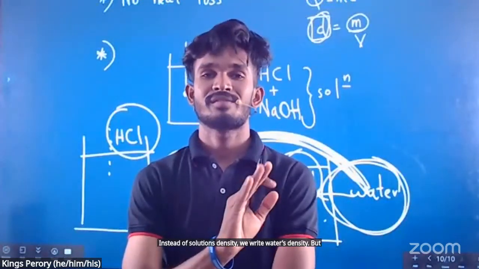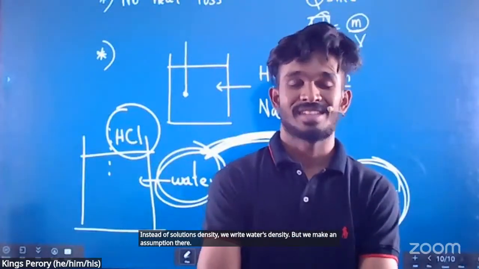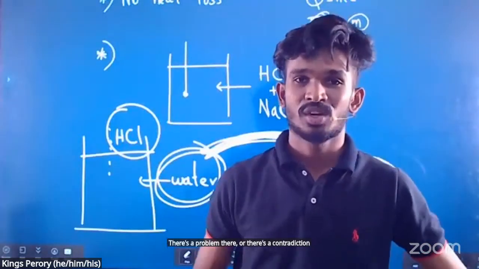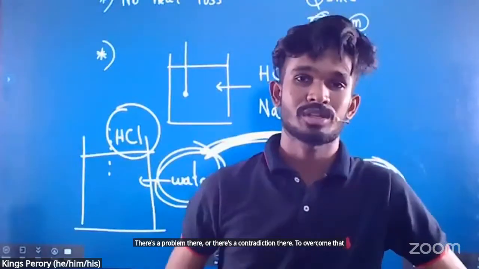But we make an assumption there. There's a problem there, no? There's a contradiction there. To overcome that contradiction, we make an assumption. What's the assumption?